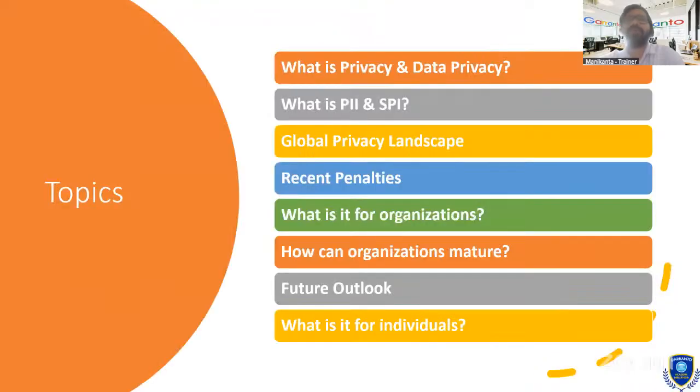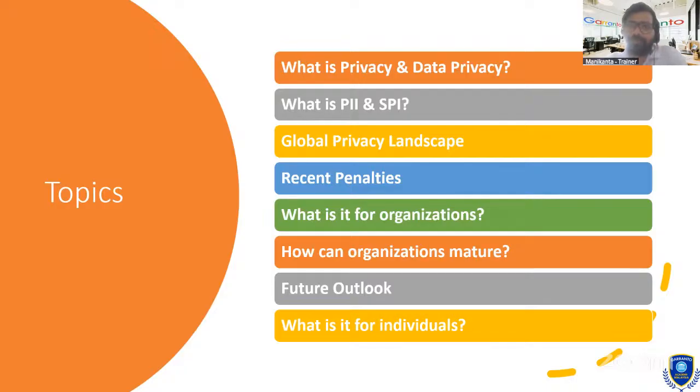So what do we cover today? These are the topics at a high level. What is privacy? What is data privacy? What is meant by PII, non-PII? Global privacy regulations we have right now, and what are the recent penalties someone is facing, and what are the different causes for such penalties. And for the organization, what is the ROI they will get if we implement this, and how the organization can mature, like what additional steps they can take to enhance their security.